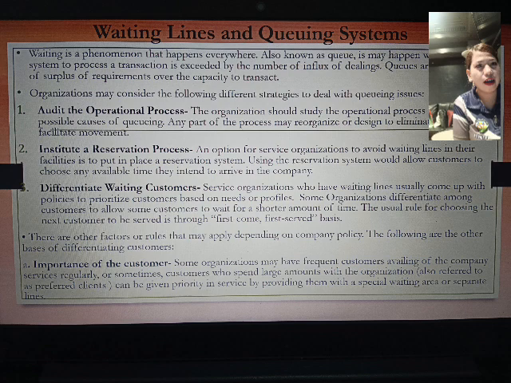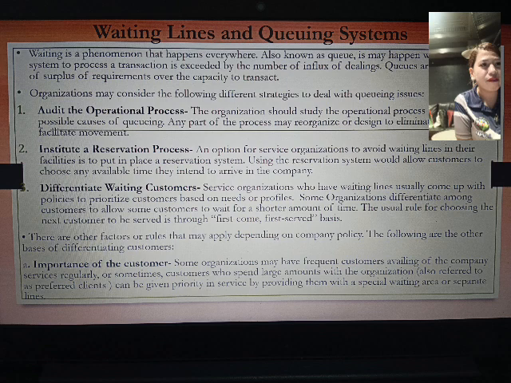By using the reservation system, this would allow the customers to choose any available time they intend to arrive at the company. Then next is differentiating waiting customers. Service organizations who have waiting lines usually come up with policies to prioritize customers based on needs or profiles. Usually, first come, first served. There are also other factors or rules that may apply depending on company policy.